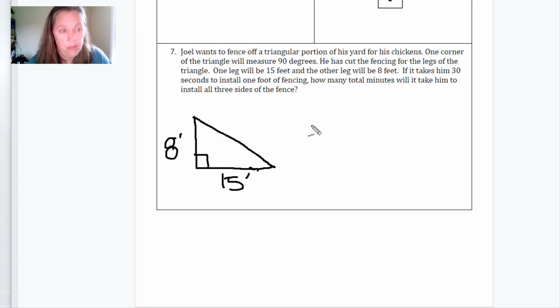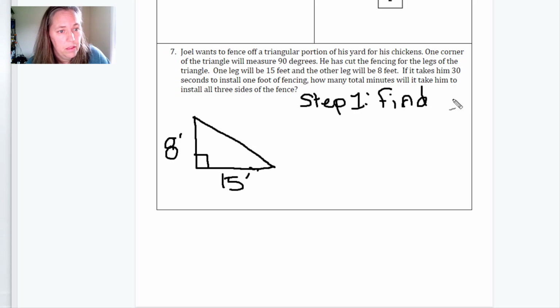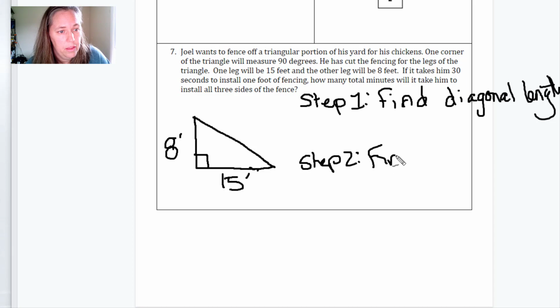So you have to figure out your 3 steps. Step 1 is going to be find the diagonal length. Step 2 is going to be find the total length. And then step 3 is find the time.